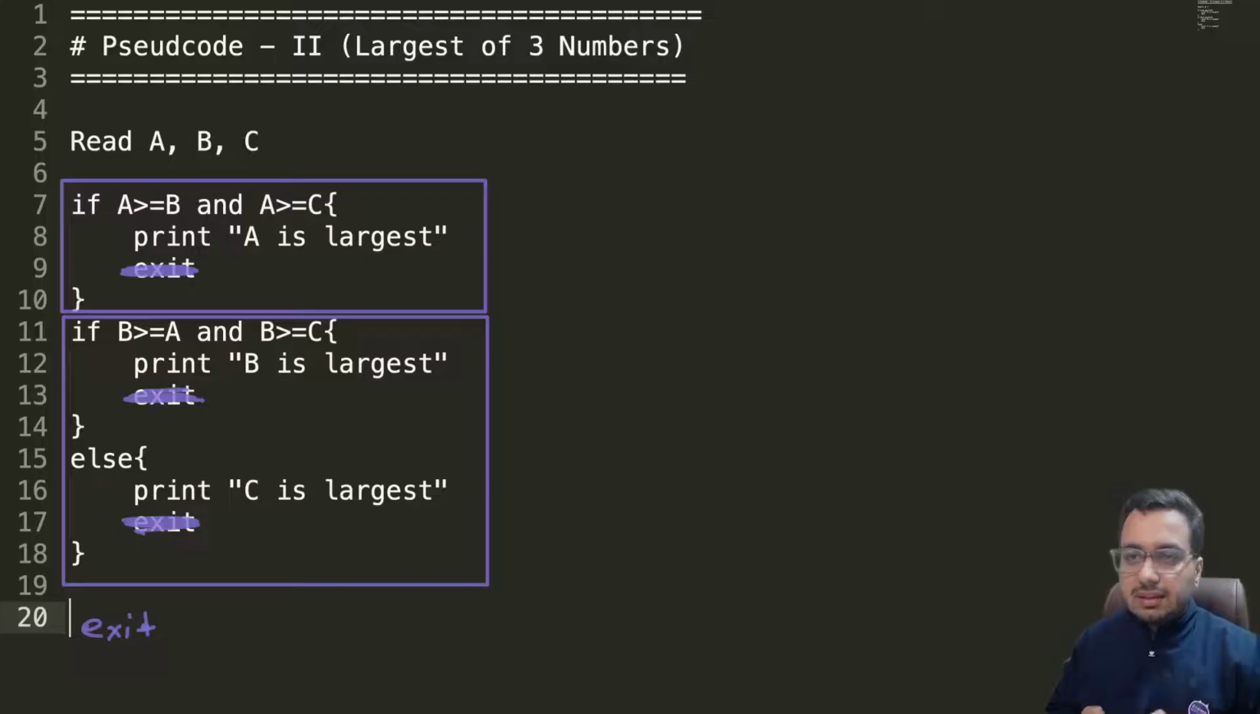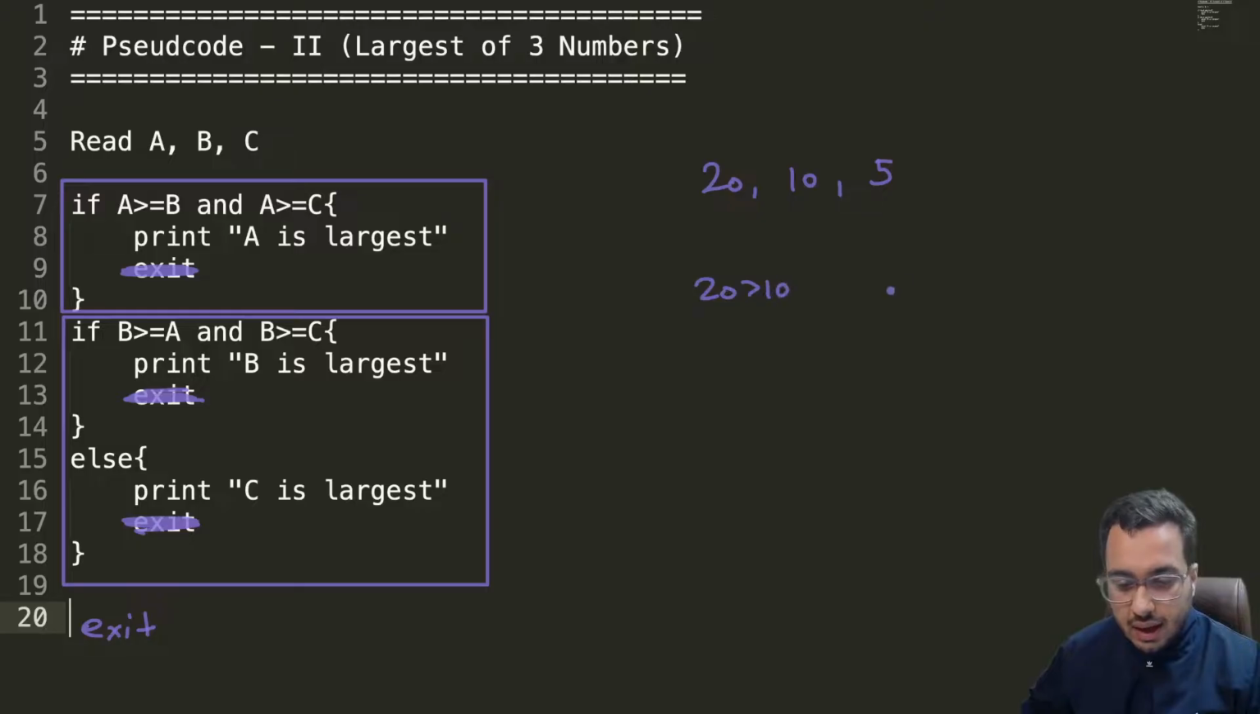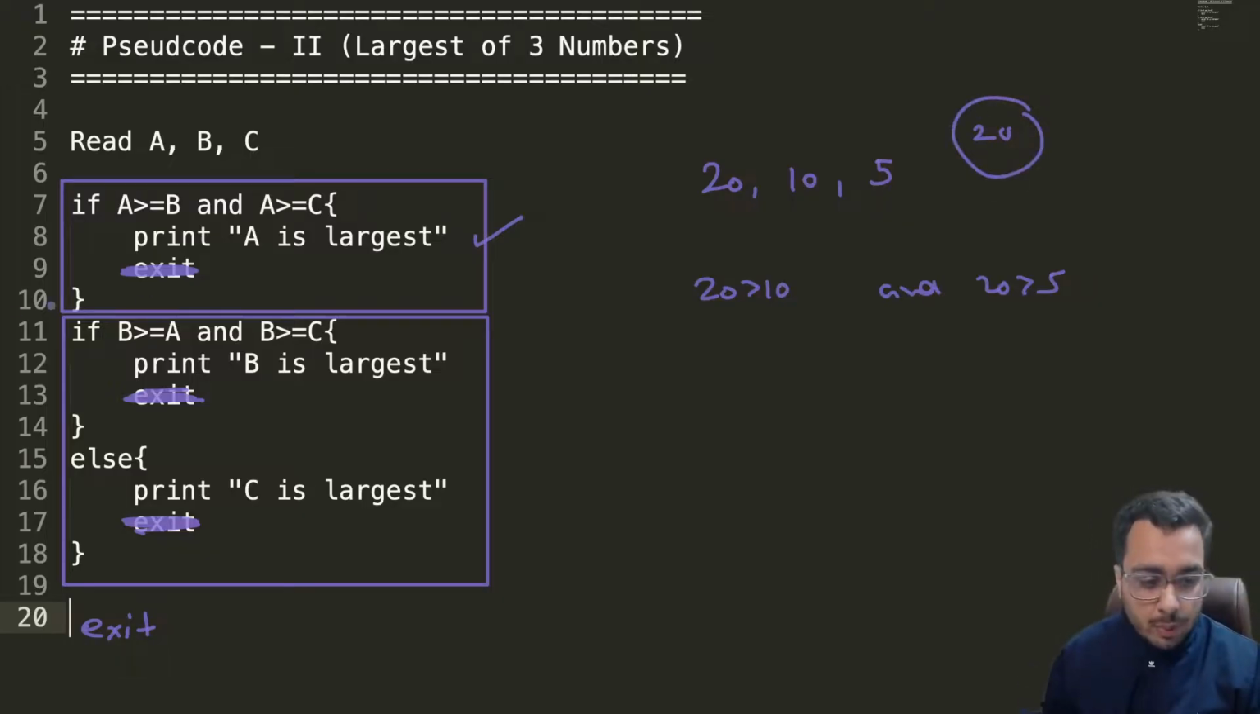Now in this case, some people may try to write code like this. What would happen in this case? Suppose you have 20, 10 and 5. So what would happen? You will check is A greater than B and A greater than C. Both the conditions are true. 20 is greater than 10 and 20 is greater than 5. So it will print A is the largest. So you will get the output as 20. Great. And you have not put exit.